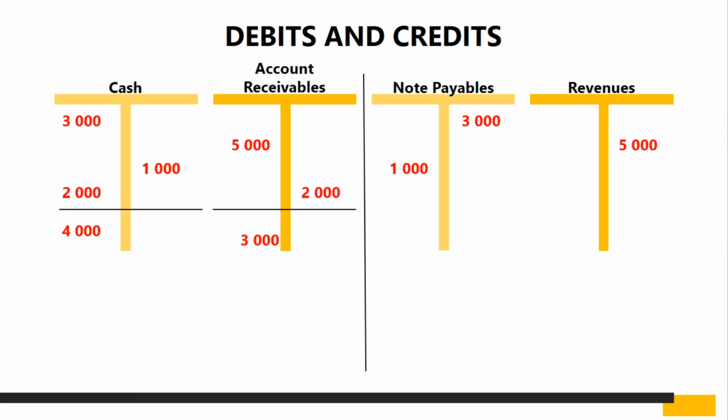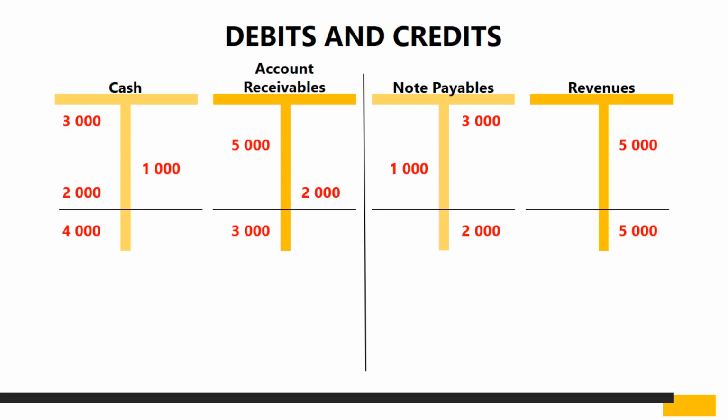Let's go to note payables. I have a debit of 1,000 and credit of 3,000. When I net them together, I get a net credit balance of 2,000. Because it's a credit balance, I am gonna record it on the right hand side. A credit balance of 2,000. And revenues is that simple. Revenues are always credits. So I have a credit balance of 5,000. Because it's a credit balance, I am gonna record it on the right hand side. A credit balance of 5,000.